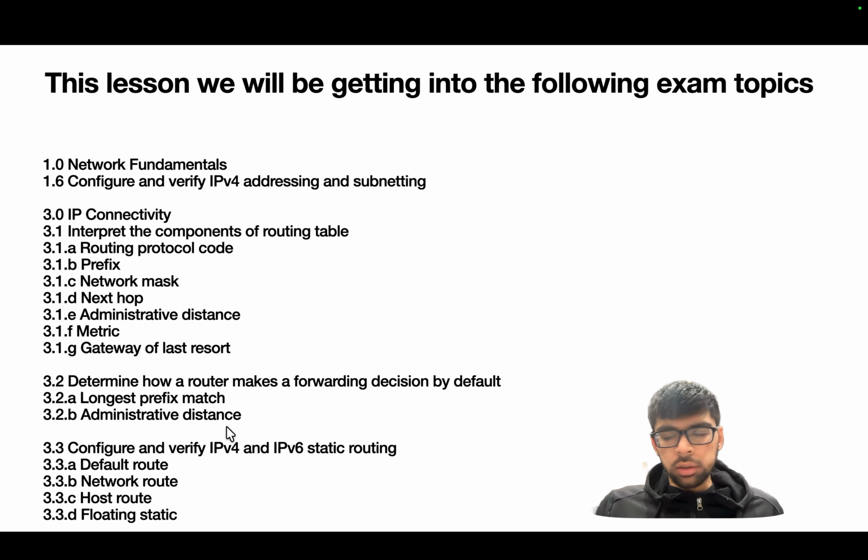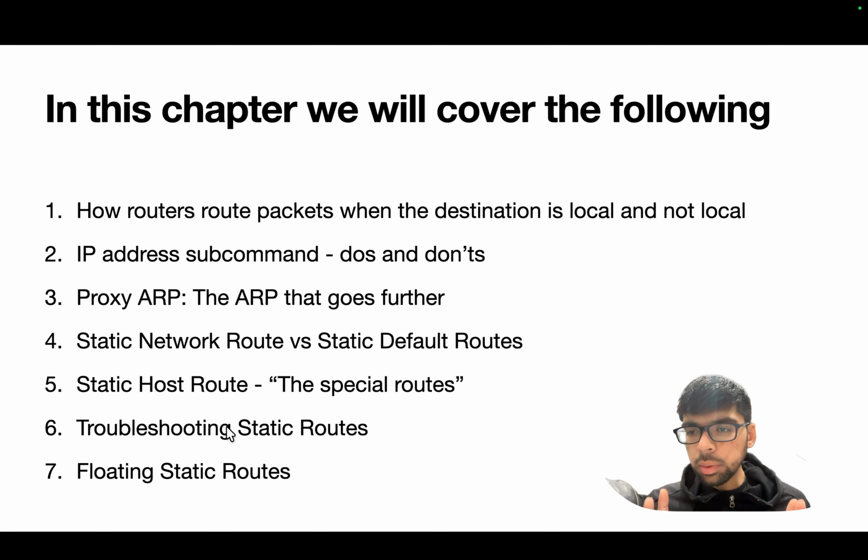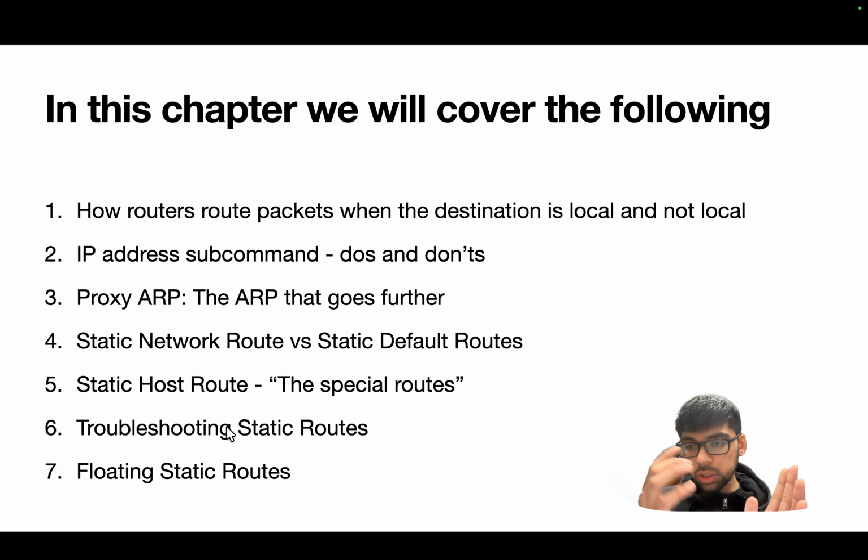Now I'm going to try and simplify this. There are 7 things we're going to be looking at; this lesson will be broken into 7 parts. Firstly, how routers route packets when the destination is local and non-local, just looking at how those two things are different. Then the IP address subcommand, and how we should use it and how not to use it. The proxy ARP: you might have heard about ARP, but you might not know what proxy ARP is. So we'll be looking at that. What is proxy ARP and what's it about?